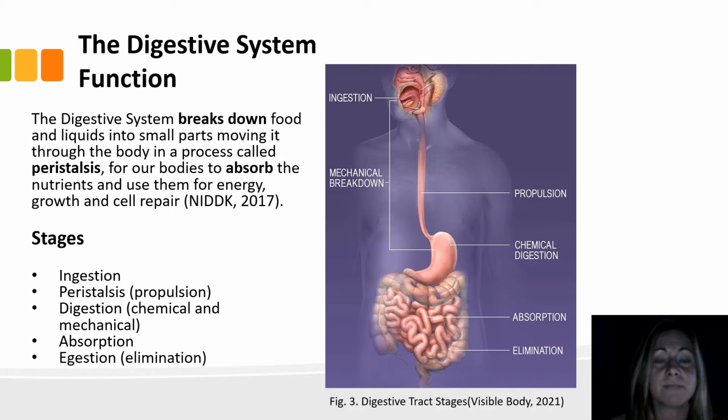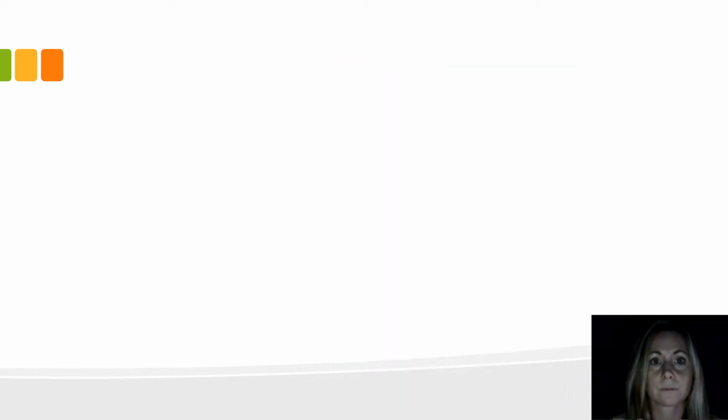The different stages involved are ingestion, where food is taken in through the mouth, peristalsis, which is the contraction of the muscular wall, pushing food through the alimentary canal, digestion, both chemical and mechanical. I'm going to go into more detail of that later. Absorption, mostly done in the intestines, and egestion, which is the elimination of foods that are not absorbed.